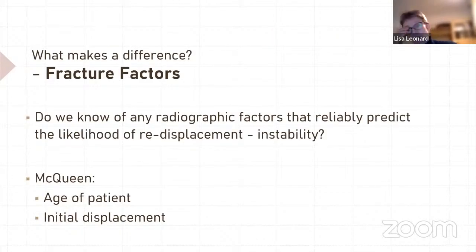I don't spend a long time with a goniometer and a tape measure in clinic. And then we touched also on radiographic factors that predict the likelihood of redisplacement, and again, it is McQueen's paper that we all go to for this. And essentially, for me, it's the age of the patient. The older they are, the more likely they are to redisplace, and the initial displacement on the x-ray.